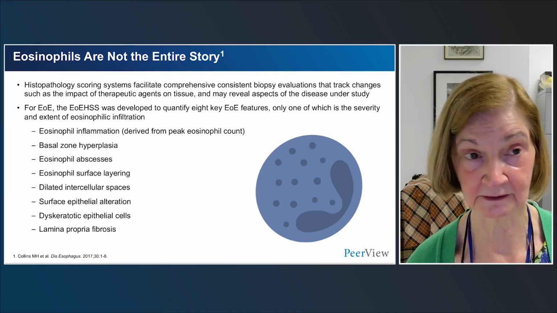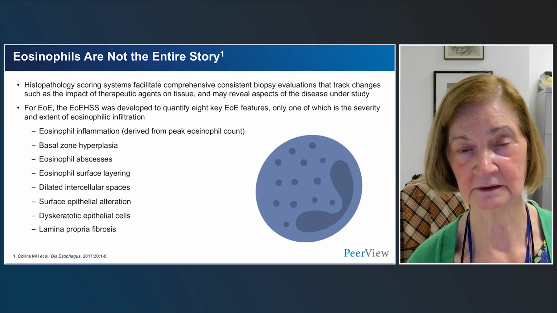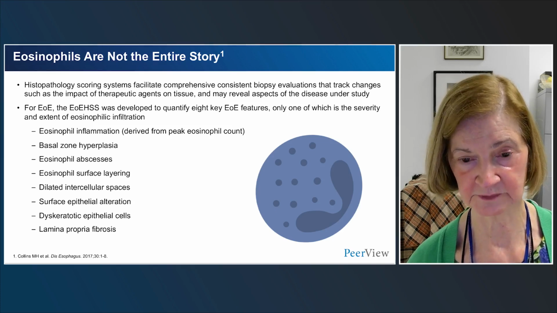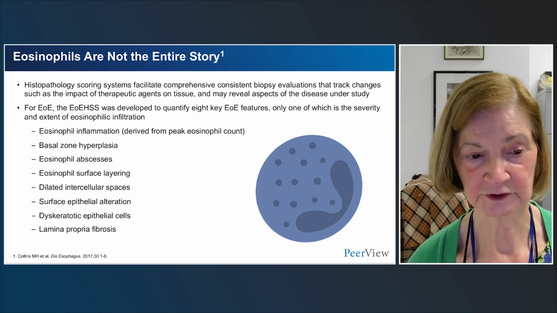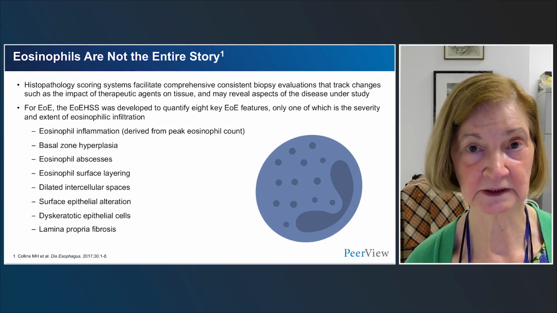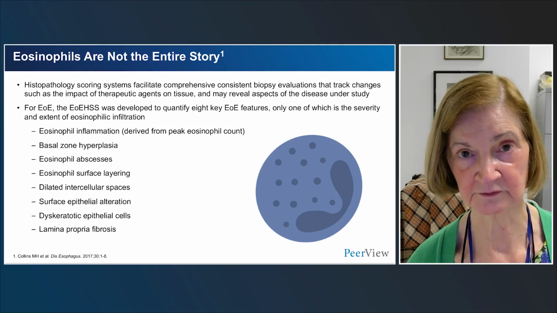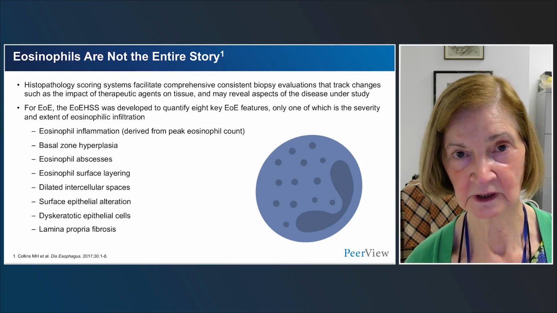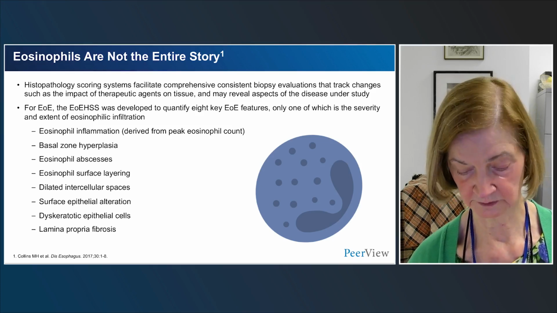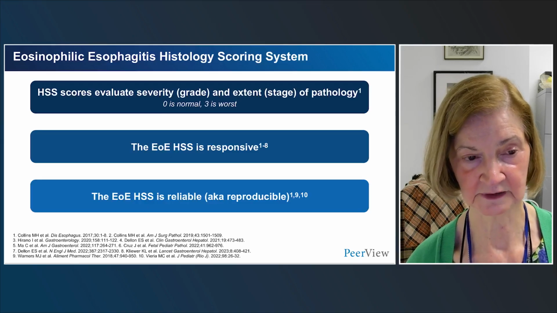So, for eosinophilic esophagitis, the histology scoring system, or EoE HSS, was developed and it quantifies or semi-quantitatively analyzes 8 abnormalities in esophageal biopsies that are obtained for EoE, only one of which is related to the peak eosinophil count. And that one is known as eosinophil inflammation. In addition to that, we see the other 7 abnormalities, and we'll see them illustrated on the following slides.